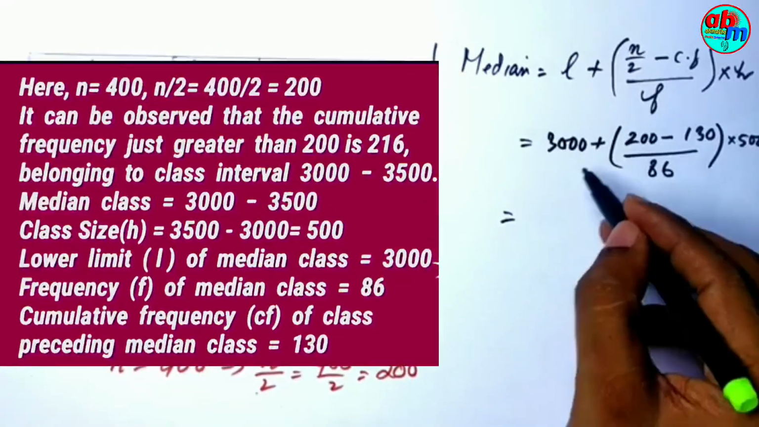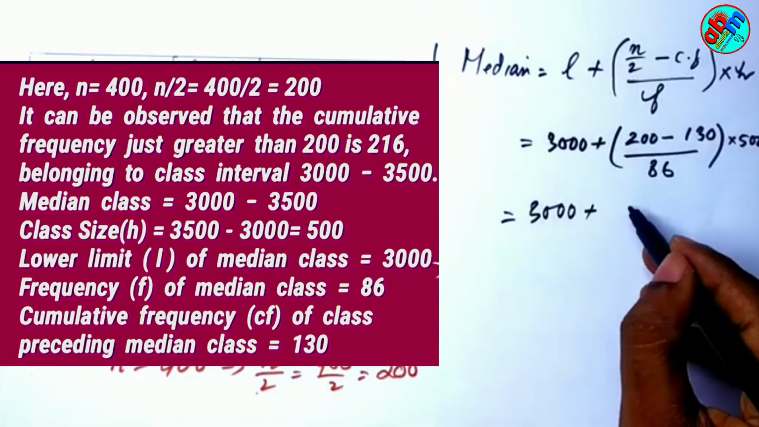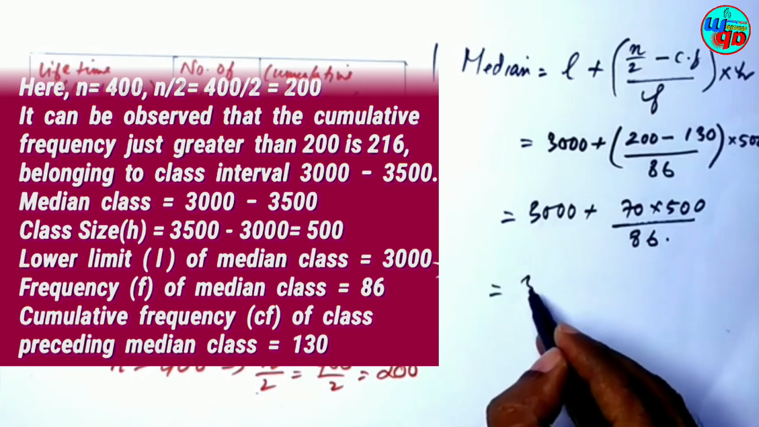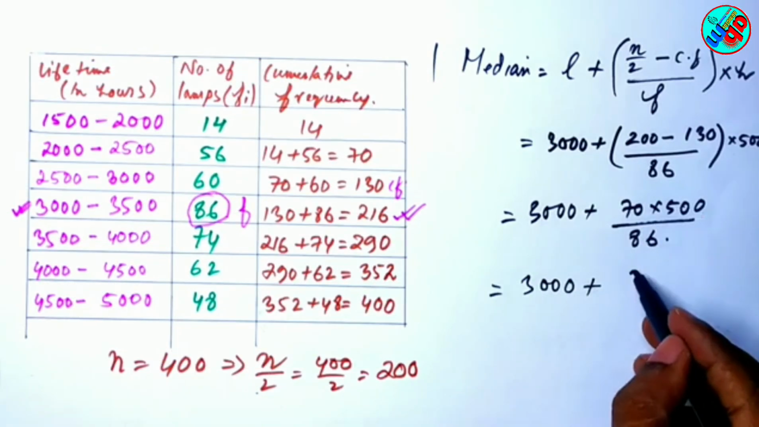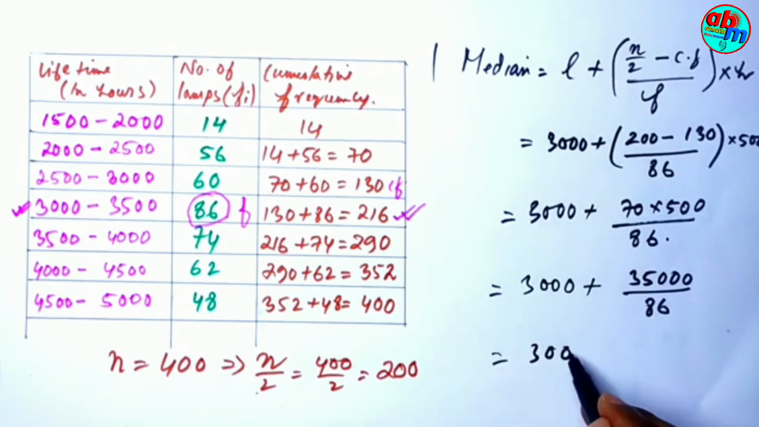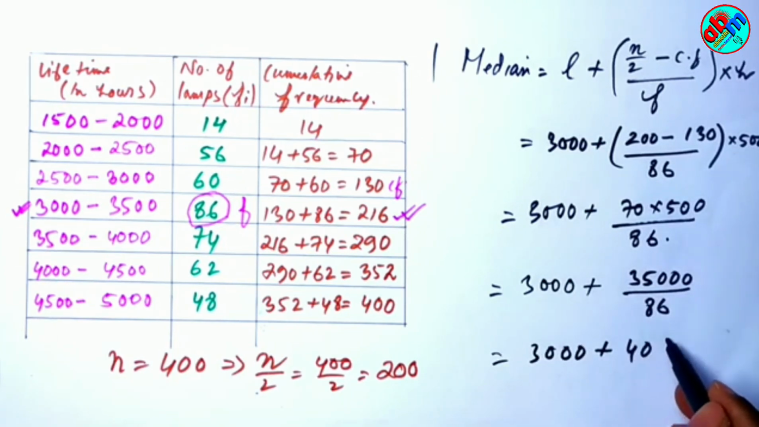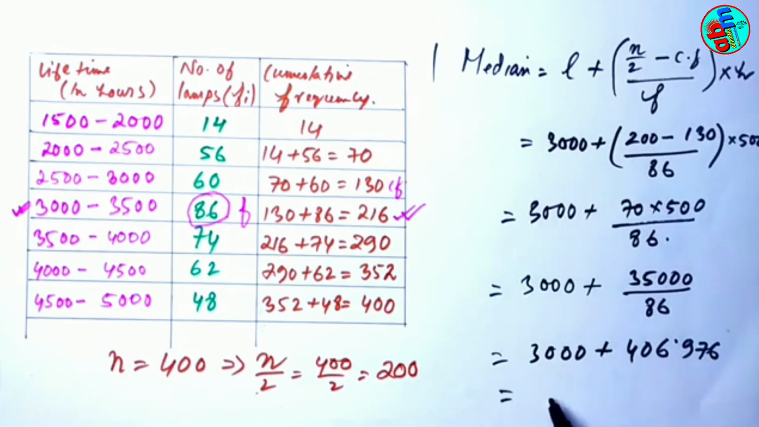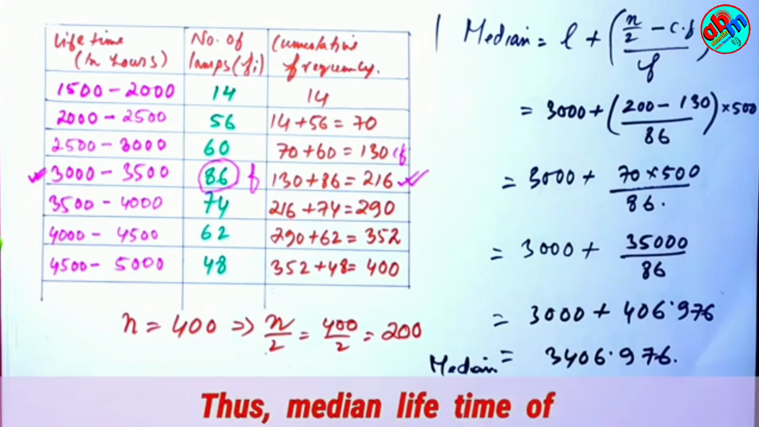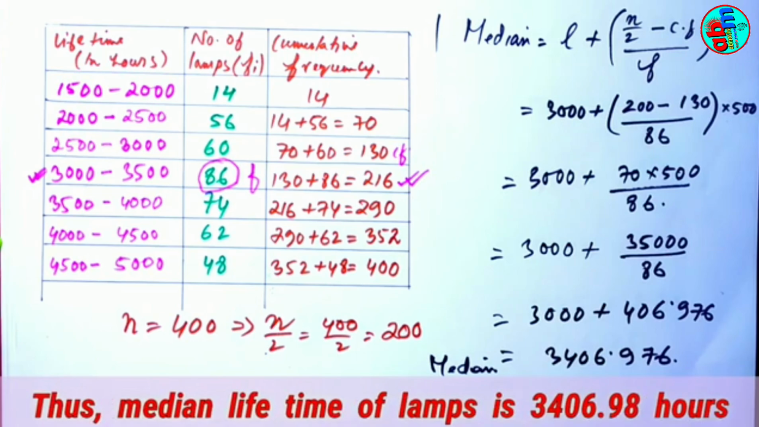So we substitute the values, and after calculation we have 70 into 500 divided by 86. So this will be equal to 3000 plus 7 5 is 35 by 86. If we divide it, we'll get 406.976. So after adding, we'll get 3406.976, which is our median. Therefore, the median lifetime of the lamp is approximately 3406.98 hours. This is our answer.